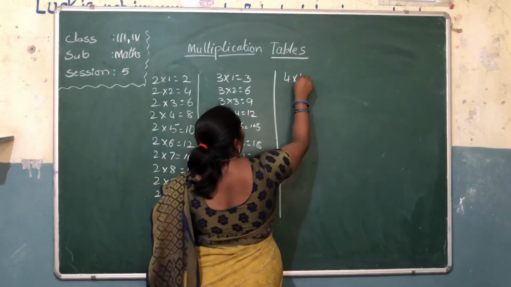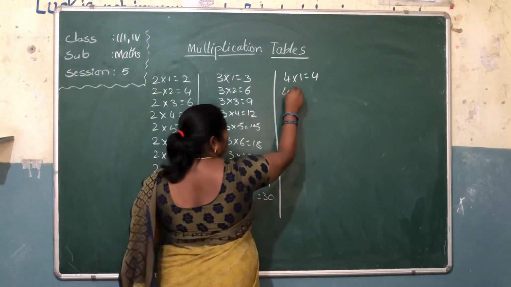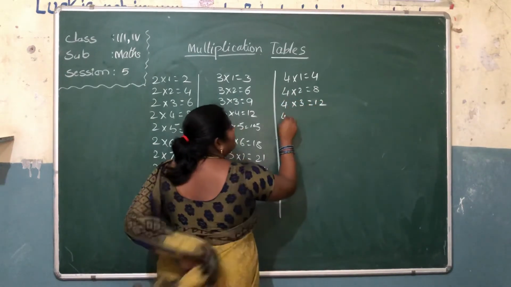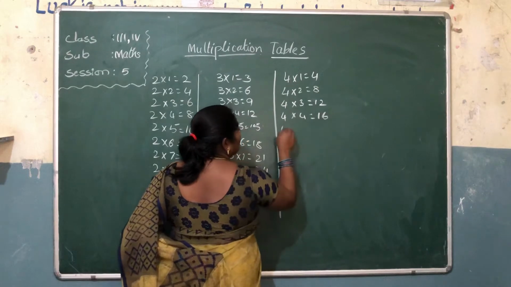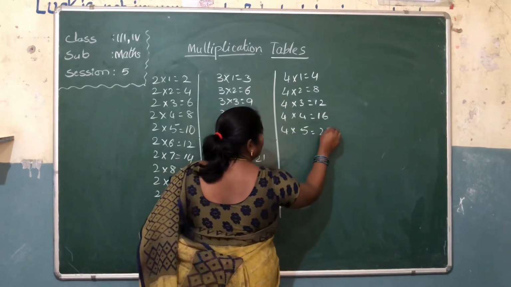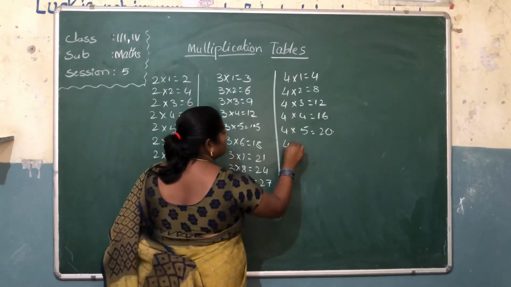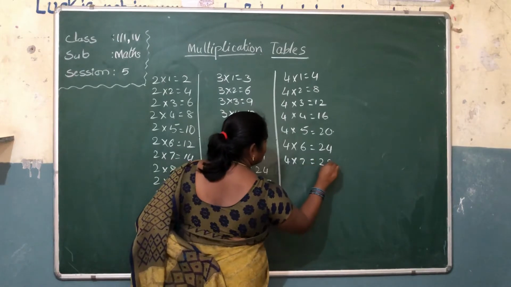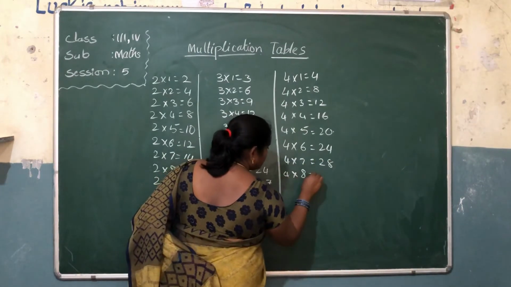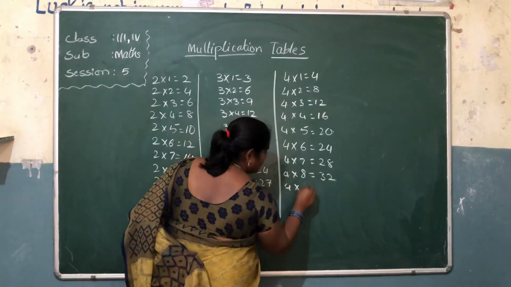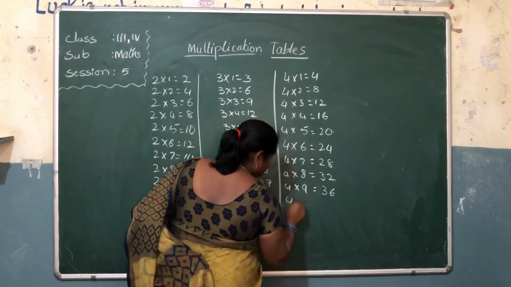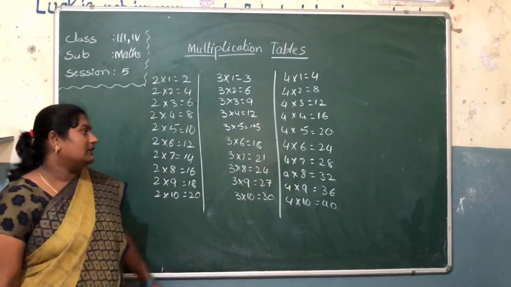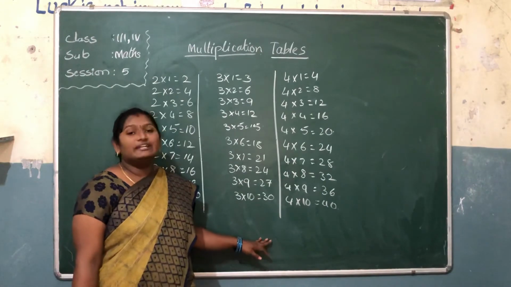4 ones are 4. Read and write, everyone. 4 twos are 8. 4 threes are 12. 4 fours are 16. 4 fives are 20. Are you writing? Yes, write with me. 4 sixes are 24. 4 sevens are 28. 4 eights are 32. 4 nines are 36. 4 tens are 40. Okay?